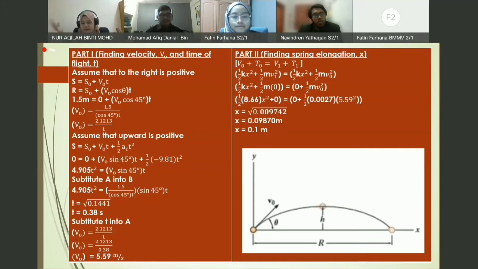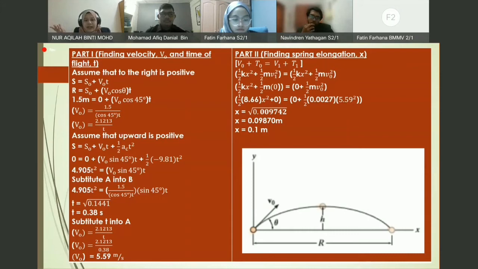Okay, for the final energy, the final elastic potential energy becomes 0 because it is moving. It's not at the rest state. So finally, after substituting all the values, we got x equal to 0.1 meter. Okay, for this part, we have to find k, right? So k we got from the second experiment, which is the spring elongation.